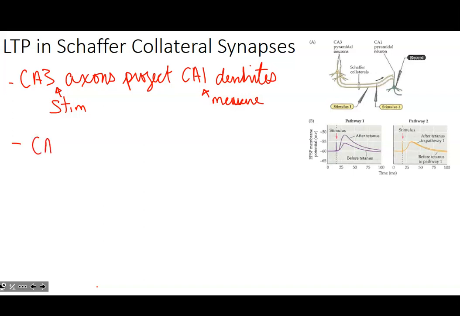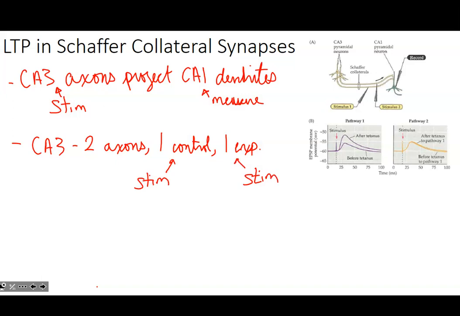Okay, so CA3 will have two axons. One control, and one experimental that they're going to investigate in this study. And in either case, the first thing that they do is they're going to stimulate and record a baseline response. They're going to stimulate the CA3 axon. So stimulate the control, stimulate the experimental, and again, measure the effect postsynaptically.